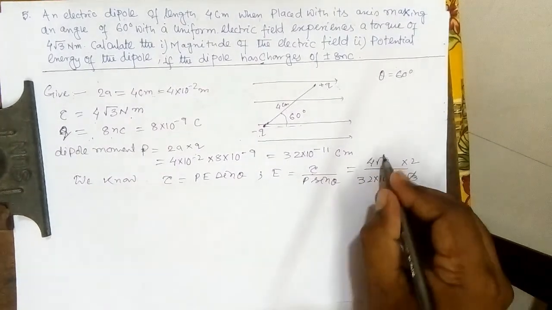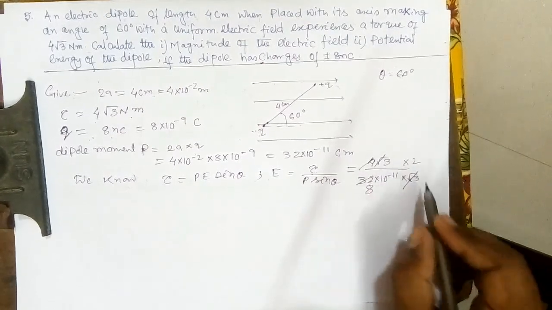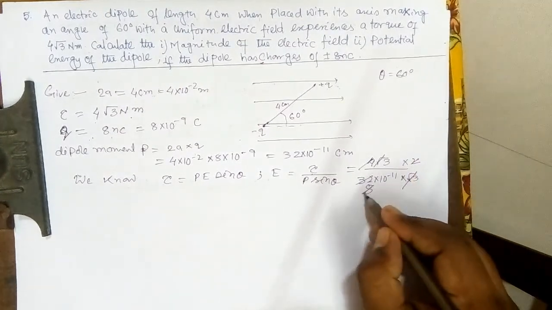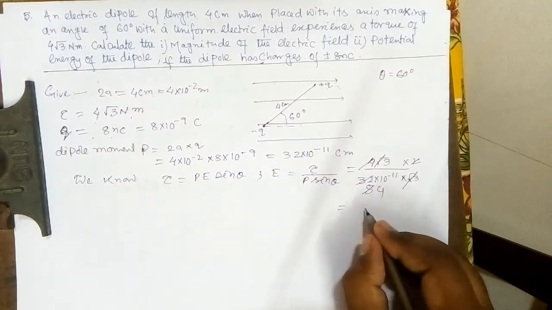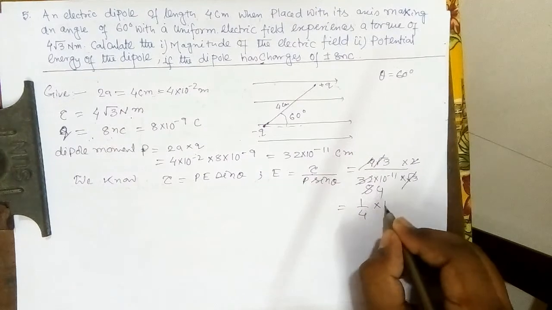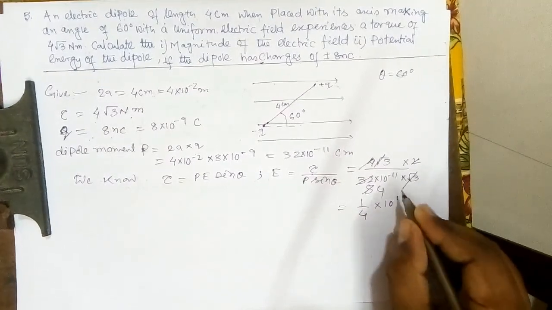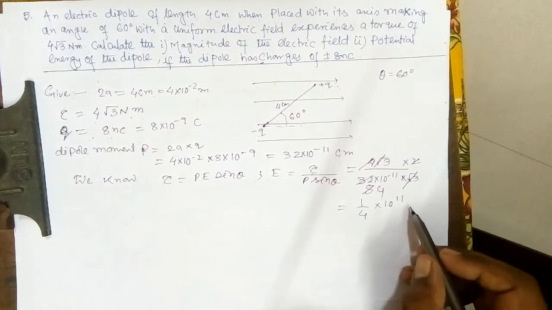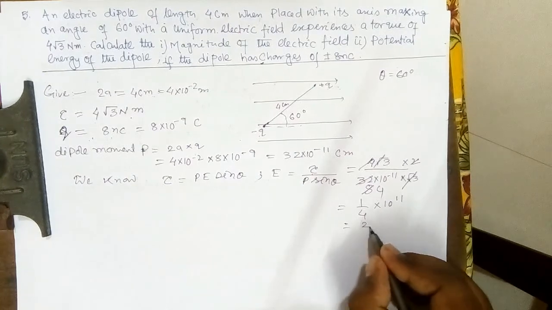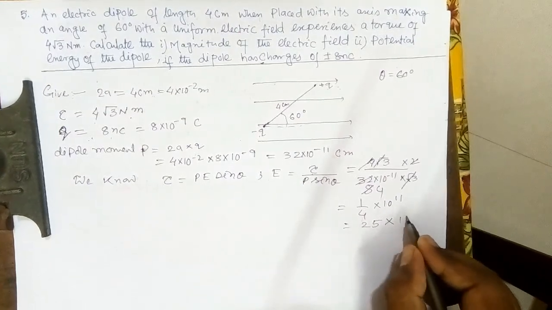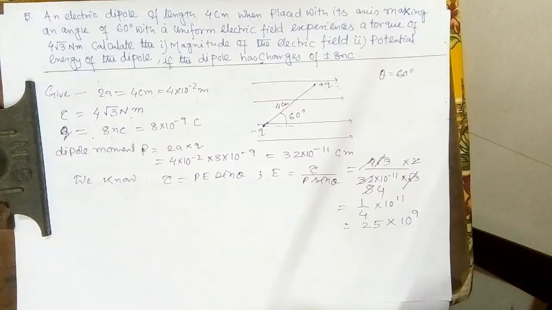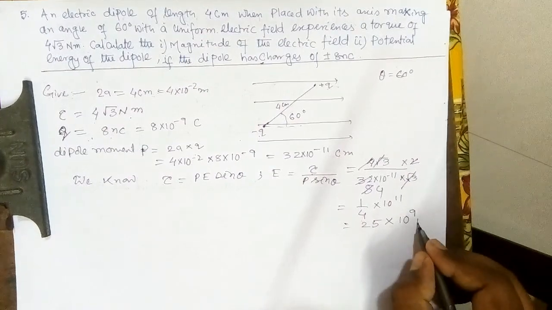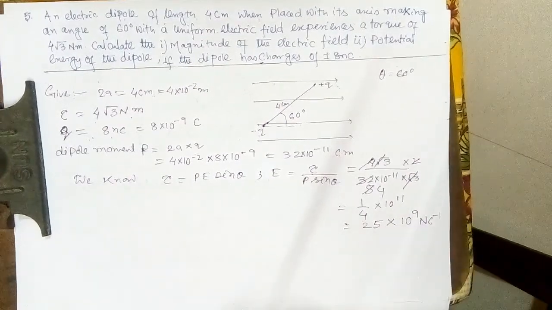Okay, so root 3 cancels out, 4 eights and 2 fours. So 1 by 4 into 10 to the power plus 11. If I take 100 into 10 to the power 9, divided by 4, that is 25 into 10 to the power 9 Newton coulomb inverse. That should be the electric field from the calculation.